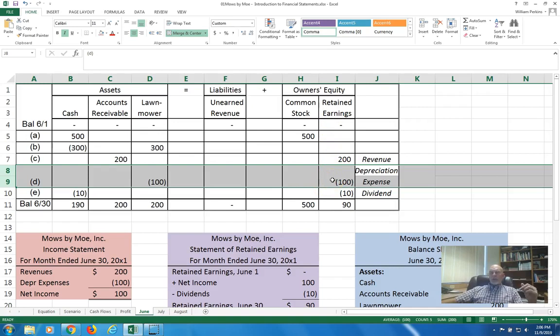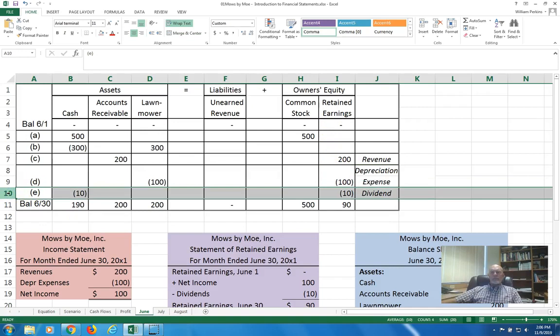And then finally, we gave a dividend to the owner, subtracting from cash. That's a distribution of profit, meaning that's $10 of earnings that we did not keep. And so we're going to subtract that under retained earnings as well.